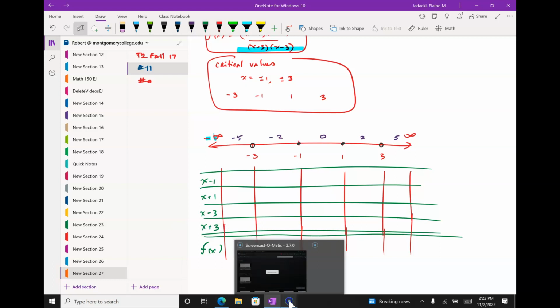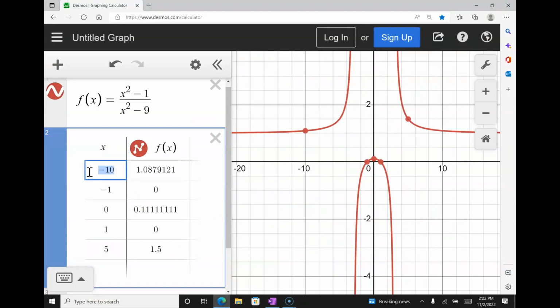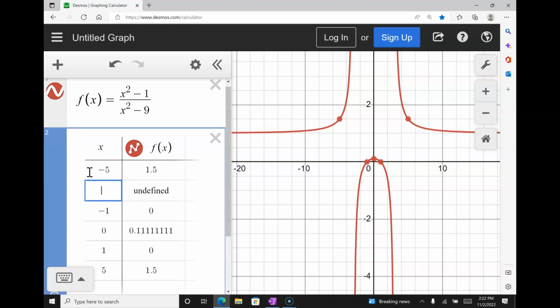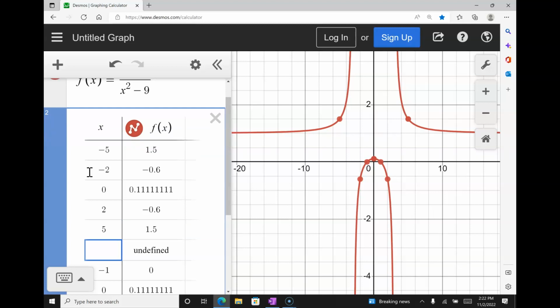So I could have picked minus 500 for my first test value. And again, look at what I'm doing on Desmos here. -5, above ground. -2, below ground. 0, above ground. 2, below ground. 5, above ground. It's giving me the answer. I'm going to use Desmos, and it's going to tell me. All I'm looking at is the sign. Do you see positive, then negative, then positive, then negative, then positive?